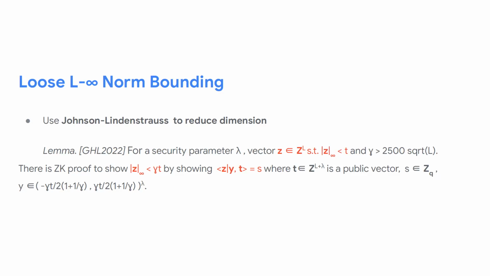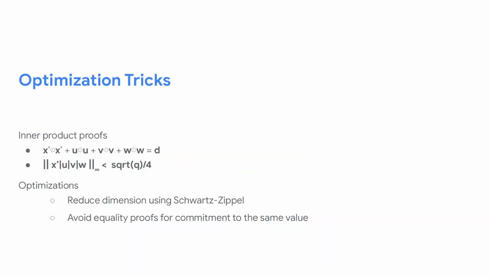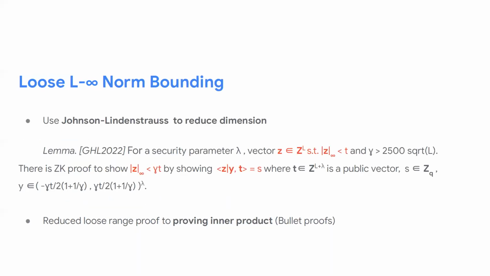So this is a very useful theorem that essentially allows you to compress a lot the dimension for the vectors on which you are trying to use inner product. And what you end up doing is reducing this range proof to an inner product proof. And in particular for our implementation, we used Bulletproofs to implement these inner product proofs.